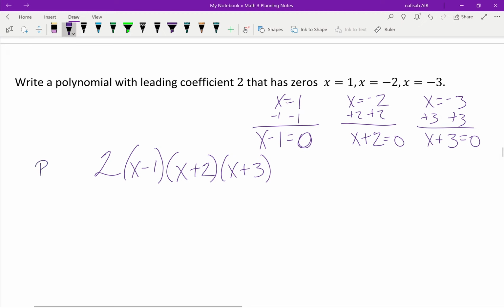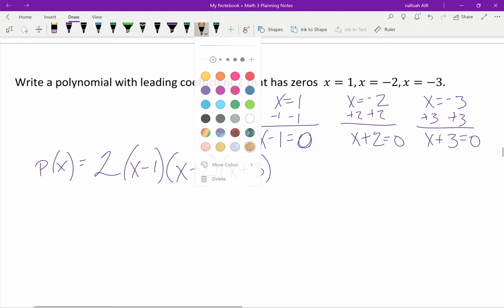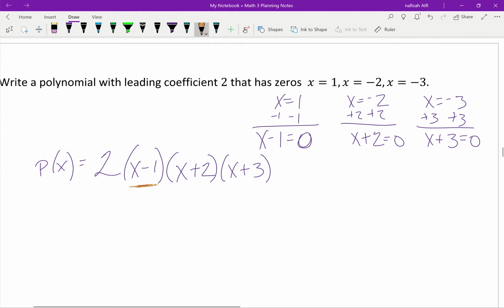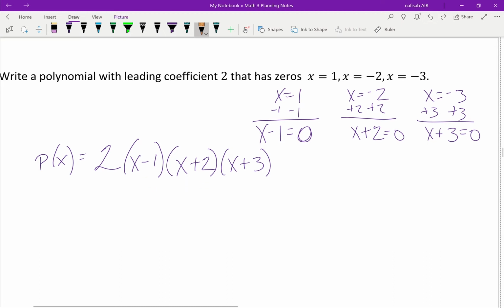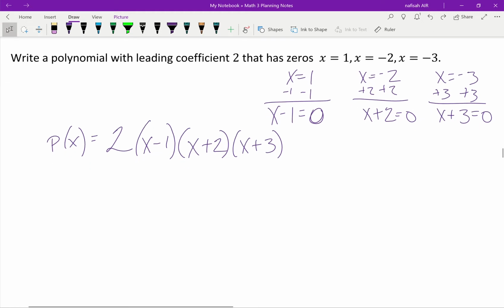So this right here is a polynomial that has zeros at x equals 1, x equals -2, and x equals -3. And with those zeros, it also will have a leading coefficient of 2. So from there, I would have to actually do the math and do the multiplying in order to get what the polynomial is in standard form.